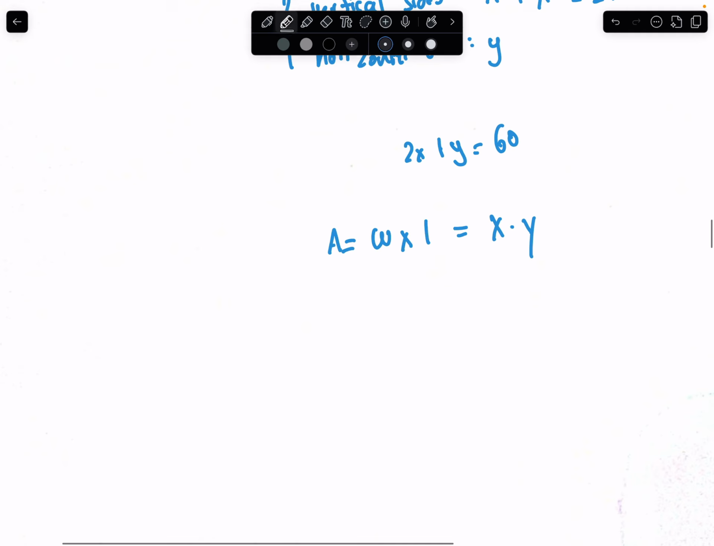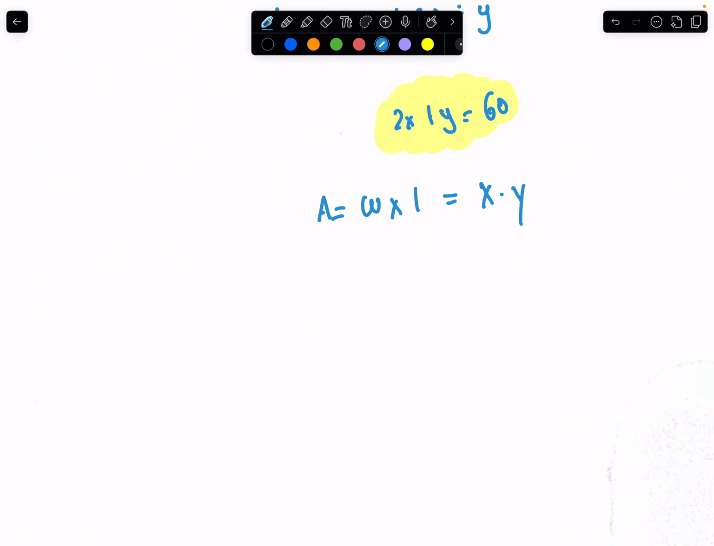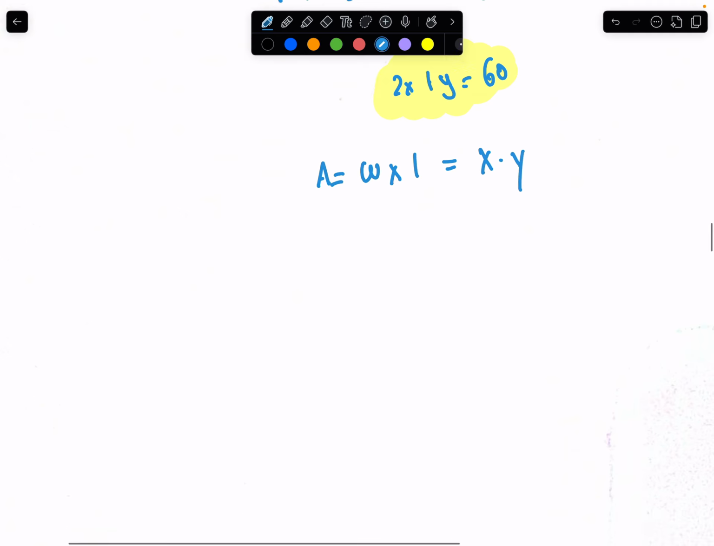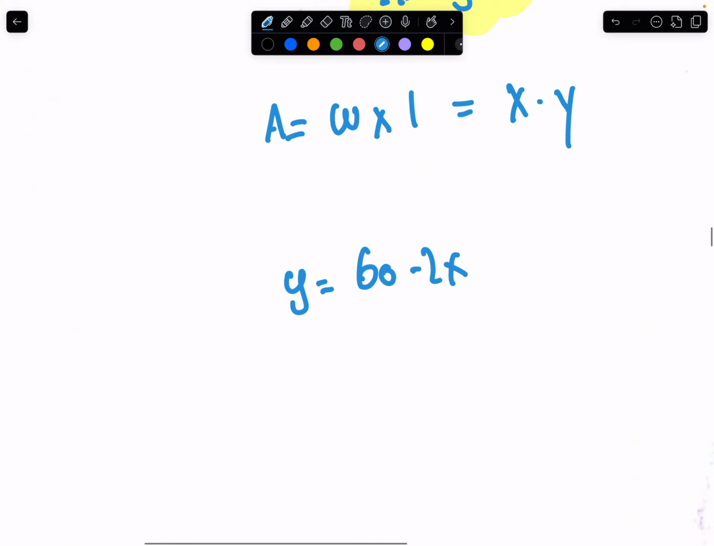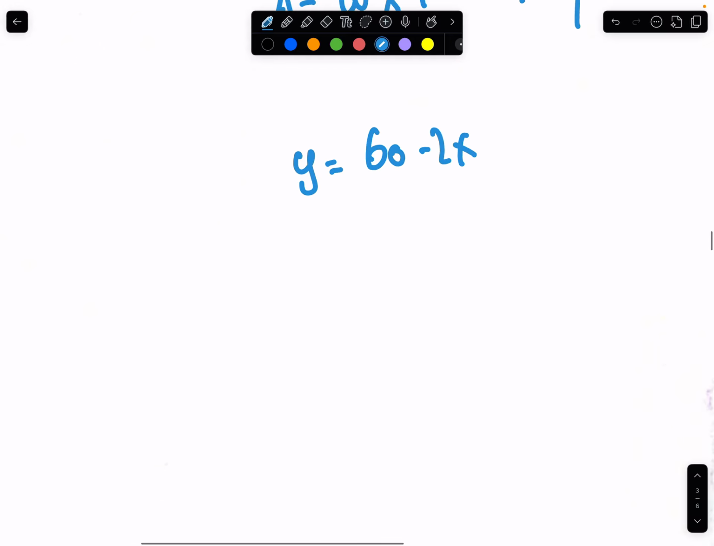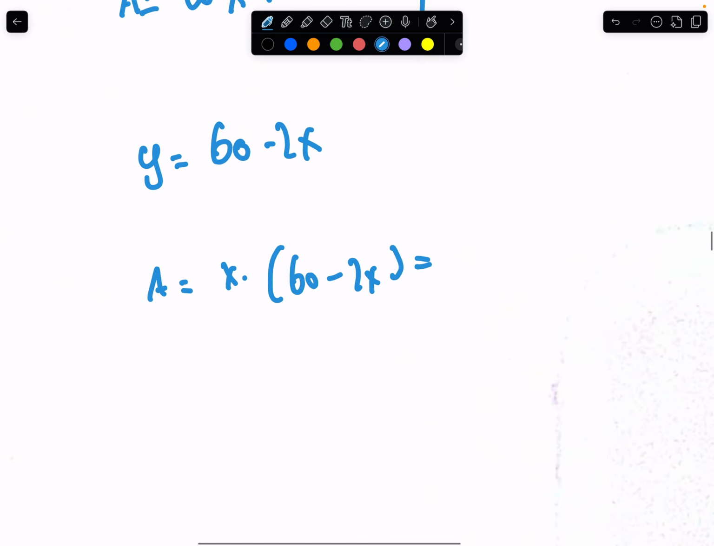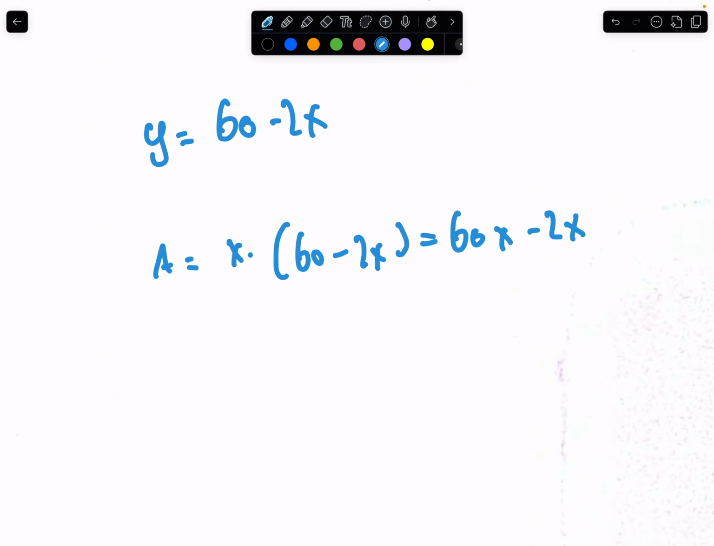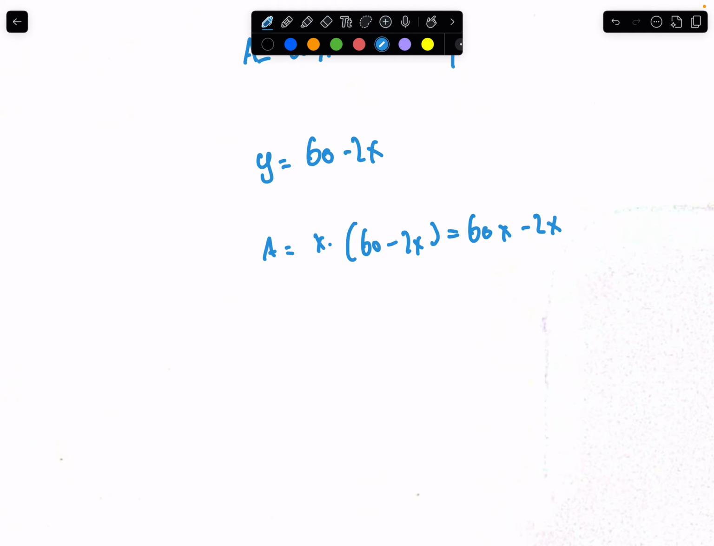So from what's given, we can let y be alone, which is y equals 60 minus 2x, and we plug it into the formula, which is the length times width, equal to x times (60 minus 2x), which will give us 60x minus 2x squared. Now this is our objective function. It represents the area in terms of x.